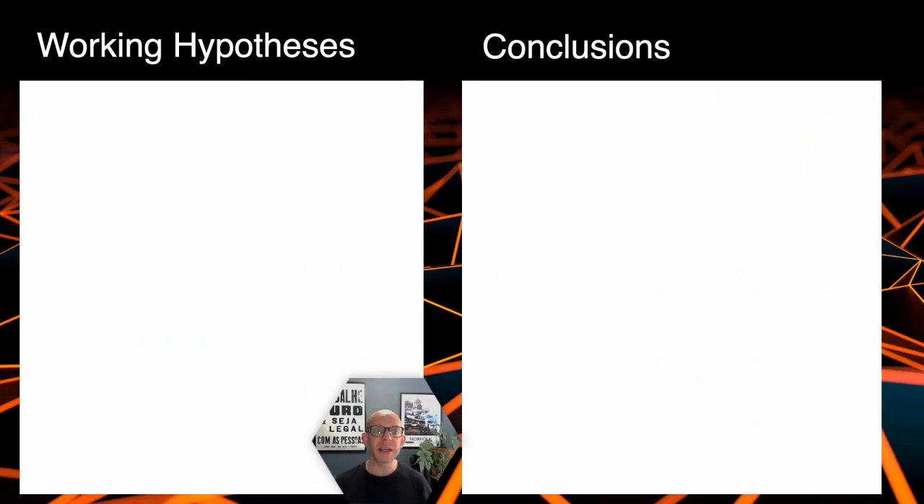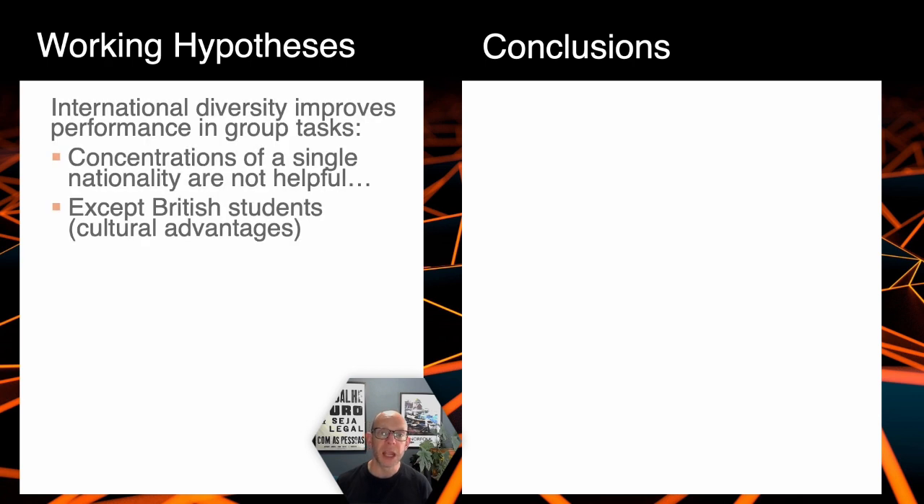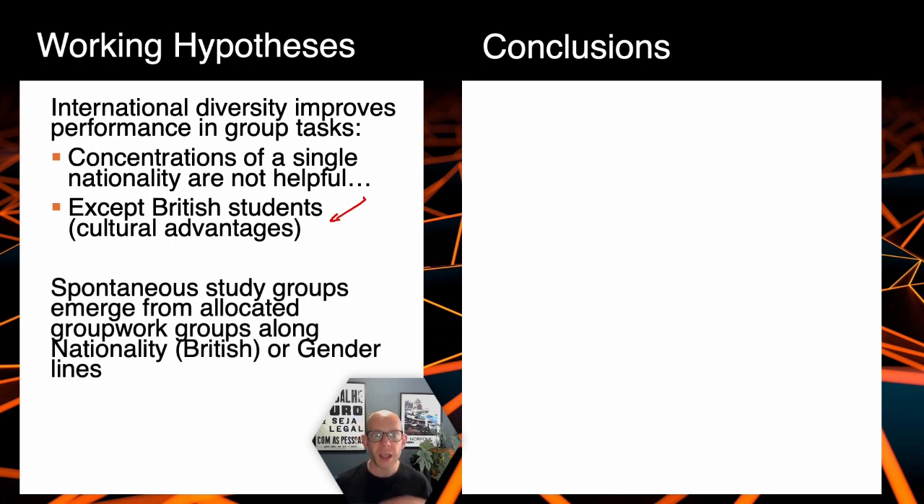So we have some really fascinating working hypotheses here. So we saw this international diversity effect with group task performance, where increased diversity was associated with improved group performance, where concentrations of single nationality aren't helpful, except if it's a concentration of British students. And this probably has its roots in, certainly this result has its roots in sort of the cultural advantages that British students probably have.